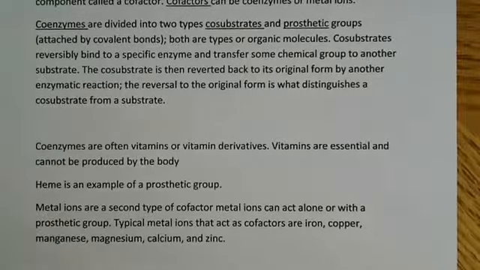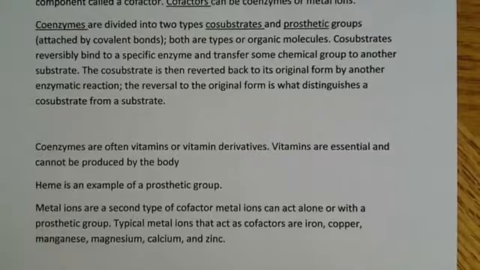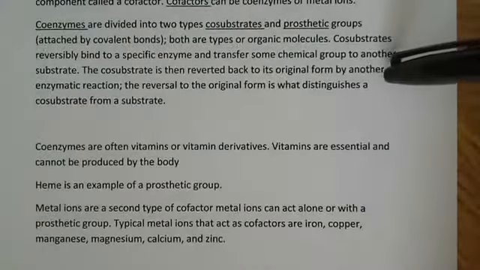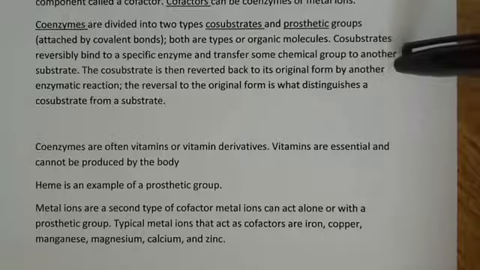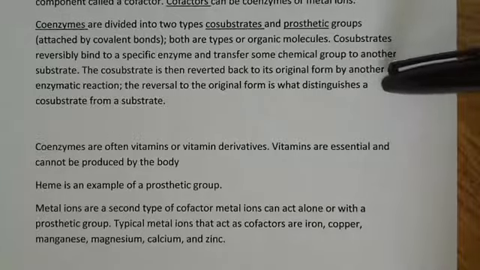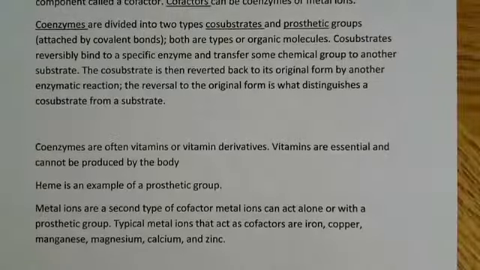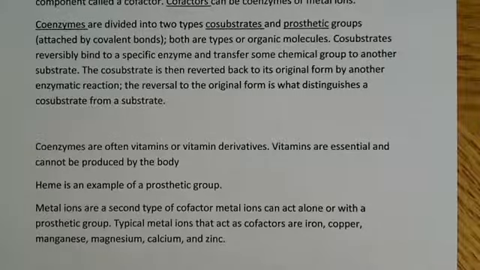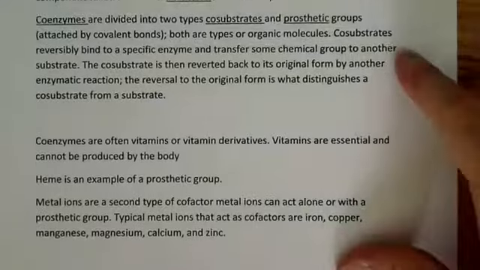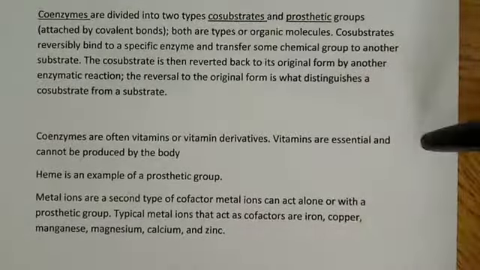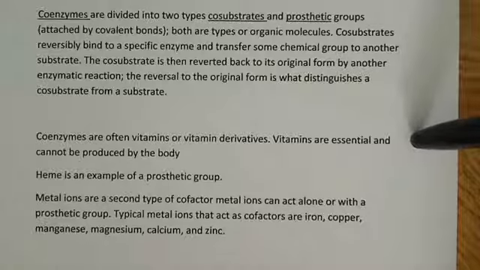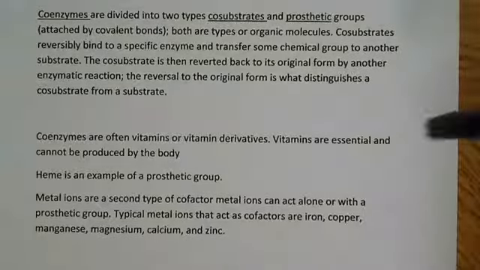Remember, the substrate binds, some sort of reaction happens, and it releases products, depending on what reaction the enzyme catalyzes. In this case, you have this co-substrate that binds here, and it reversibly binds, but what ends up happening is it's regenerated at the end. The co-substrate eventually is reversed back to its original form. And that's what distinguishes the co-substrate from the substrate. And coenzymes are often vitamins or vitamin derivatives. Vitamins are essential and cannot be produced by the body.